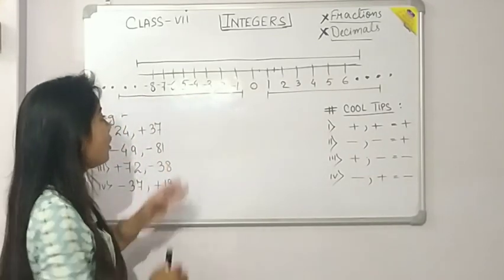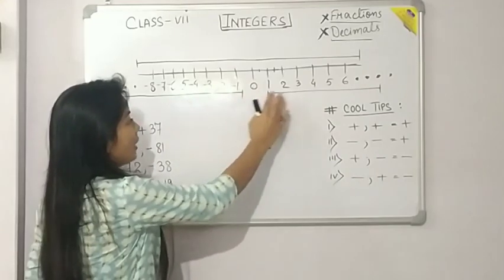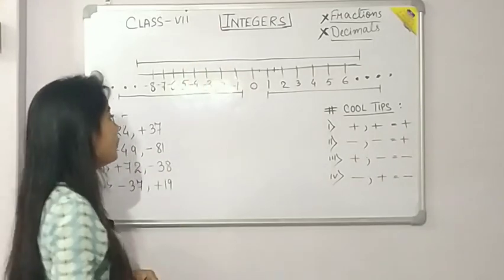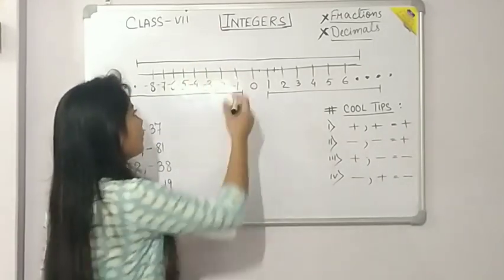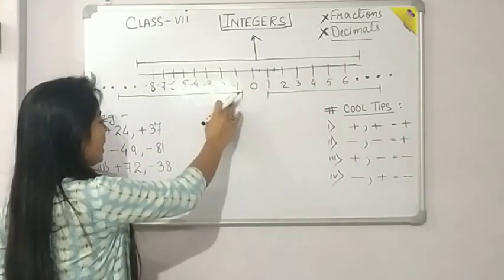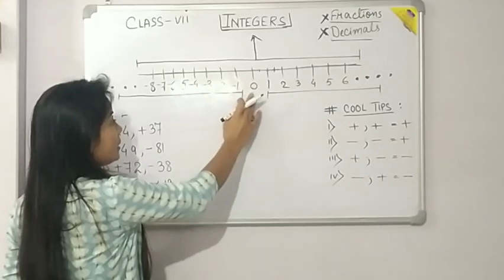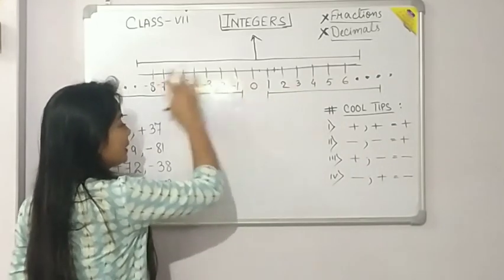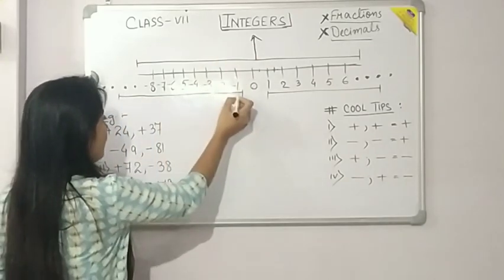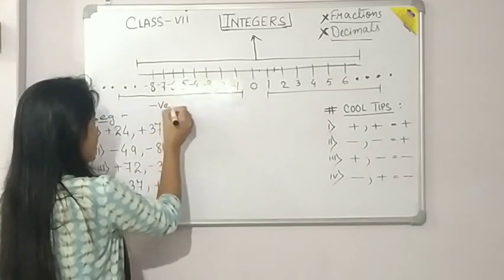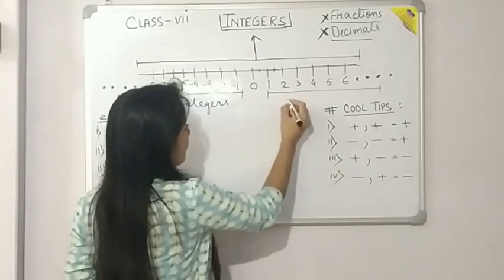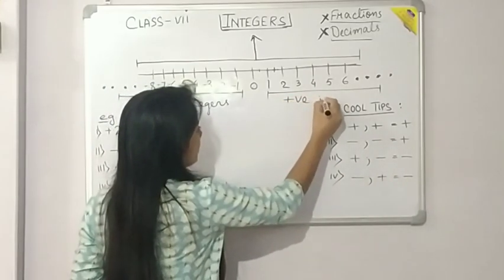Integers are all the negative numbers, 0 and the positive numbers present in a number line. So let me give one arrow there. All the negative numbers, 0 and positive numbers present in a number line are called integers. Again, only the negative numbers are called negative integers, and all the positive numbers are called positive integers.